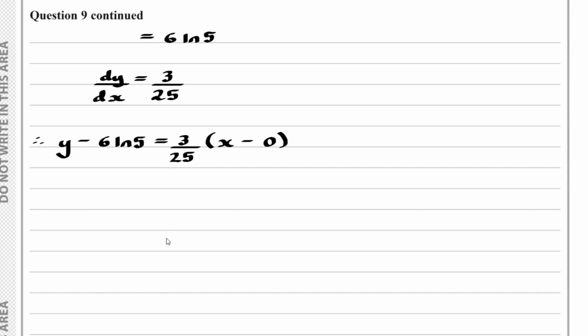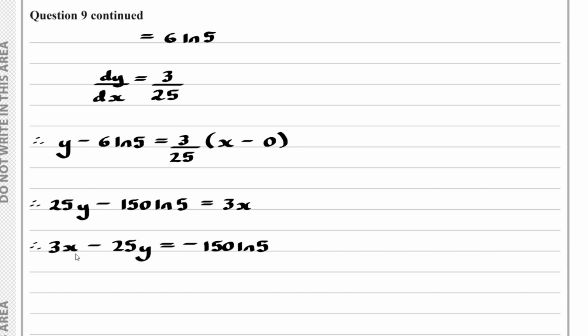And if I multiply through by 25, we end up with 25y subtract 150 times the natural log of 5 equals 3 multiplied by x, which is just 3x. And if I rearrange, you will see that 3x subtract 25y is equal to negative 150, which means A is 3, B is negative 25, and C is negative 150.